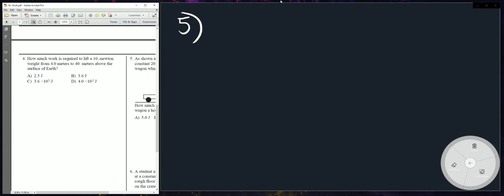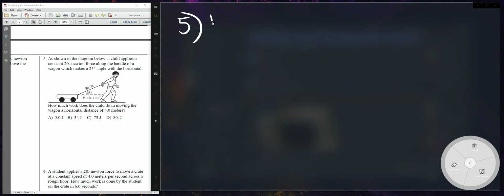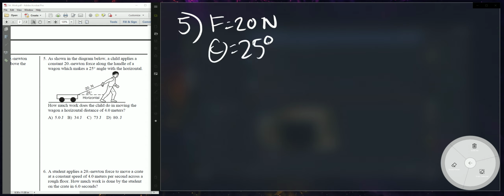Number 5. This one relies on you knowing how to do vector independence. It says a constant 20 Newton force. Angle is 25 degrees. How much work does he do? Horizontal distance of 4 meters.